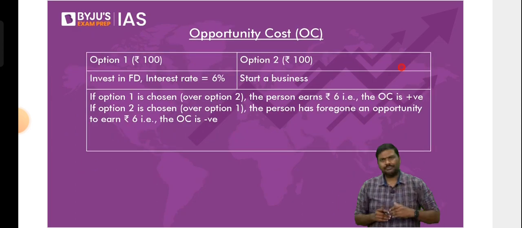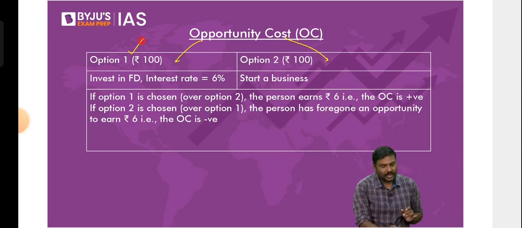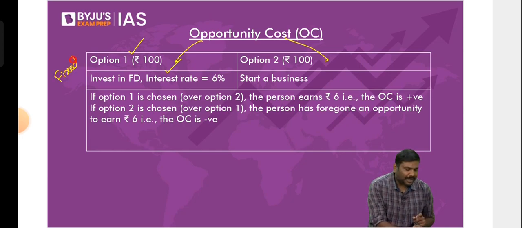What do you mean by this? Let me show you. Let me give an example. Imagine you have 100 rupees. You have 2 options here. Option 1, you can use this 100 rupees to keep it in a bank as an FD. Don't panic with the term FD. FD is a fixed deposit.